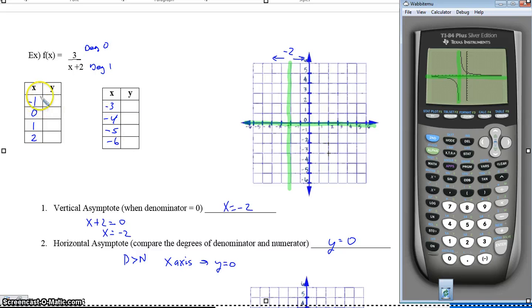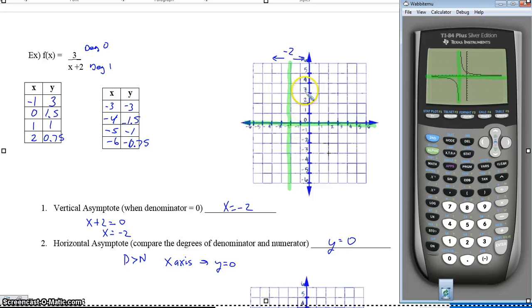And that will give you your other branch. So if we start plugging in points or using the table function of the graphing calculator, you should be getting the following values when you plug these in. This would make 3, 1.5, 1, and 0.75. This would make negative 3, negative 1.5, negative 1, and negative 0.75.